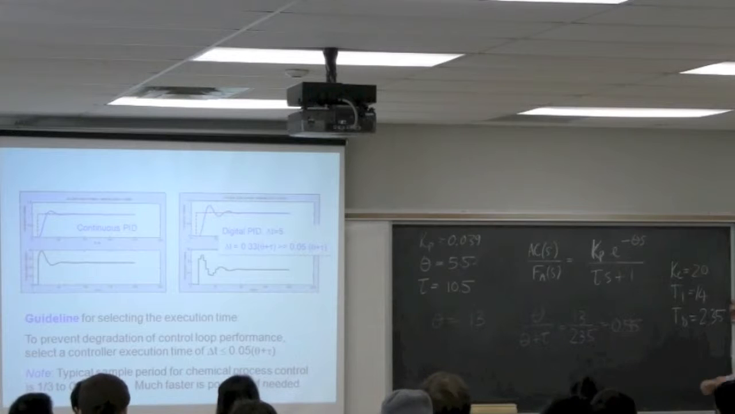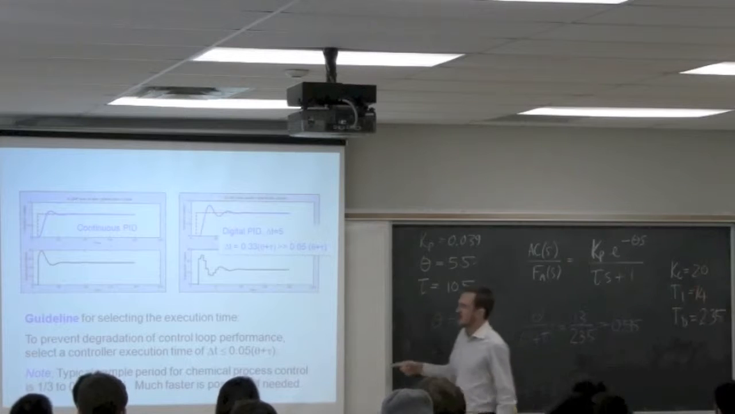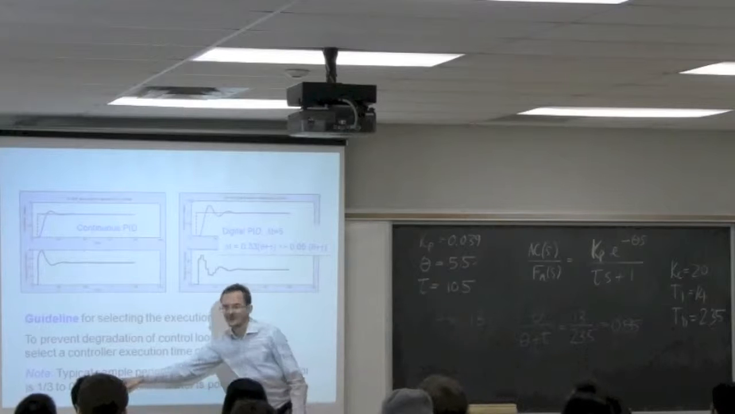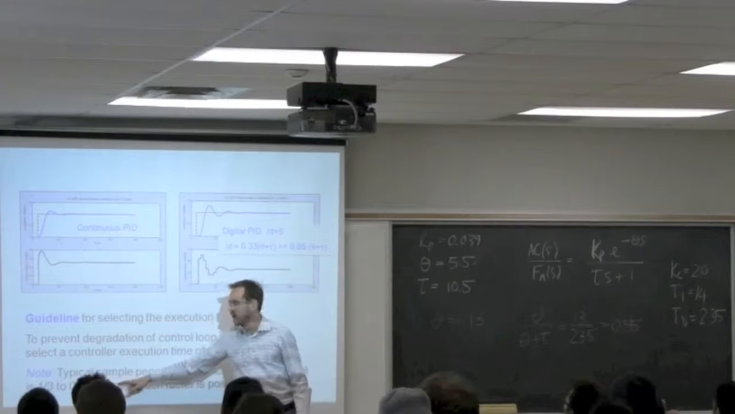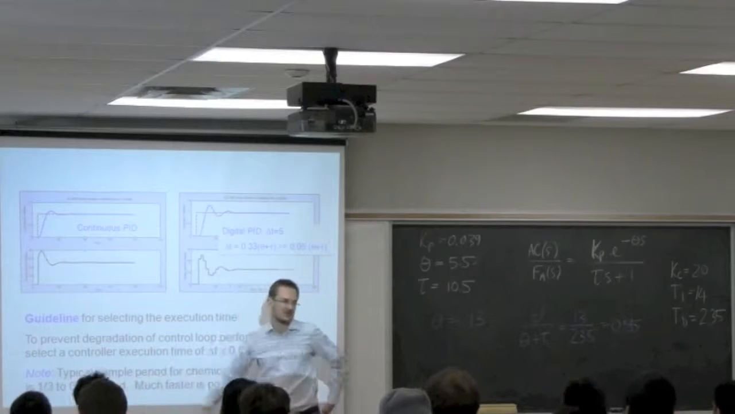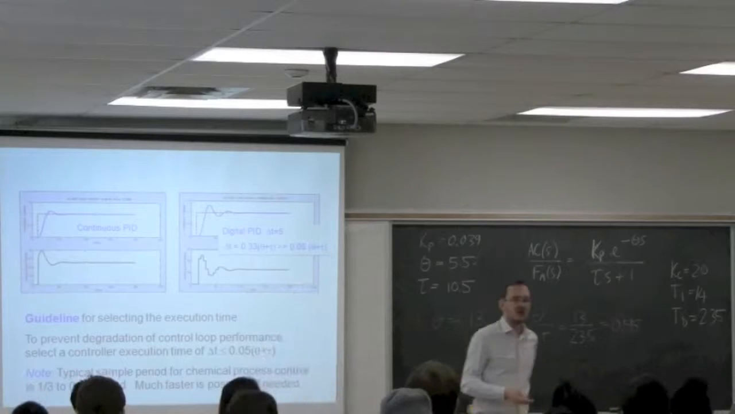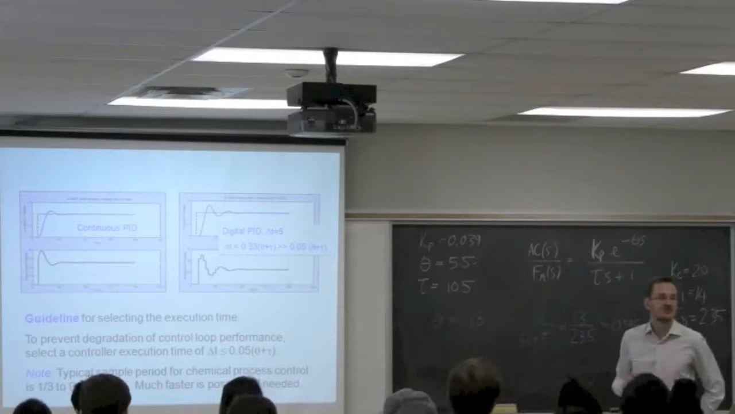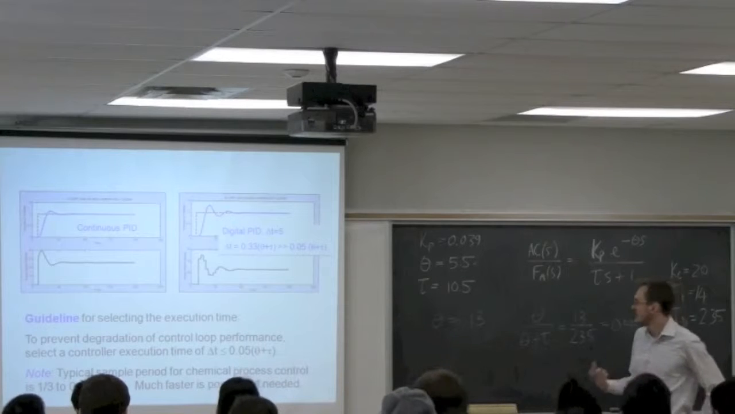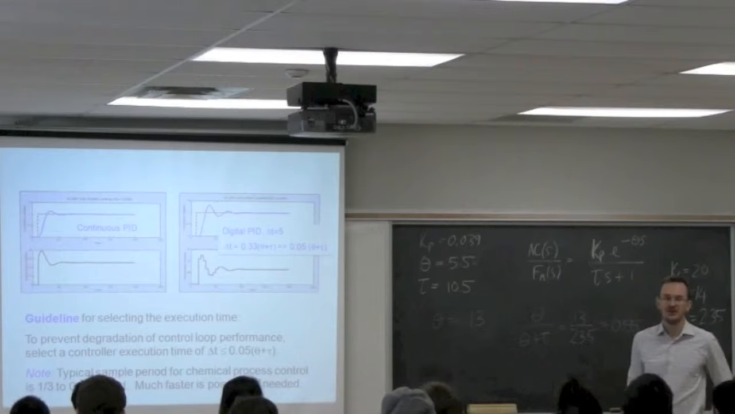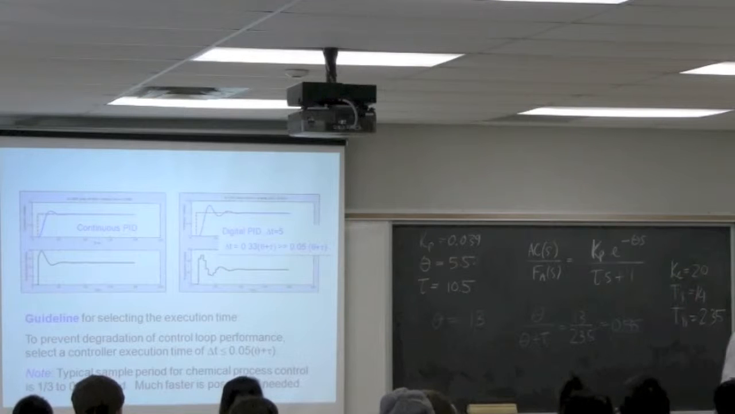Okay? So this is a good rule of thumb to remember, and typically, we'll sample in chemical industry at about 1/3 to half a second. That's pretty rapid. Most of our processes in the chemical industry move very slowly, so that half second sampling is actually pretty good. Most companies I've been working with, they will sample at about 1/2 second.